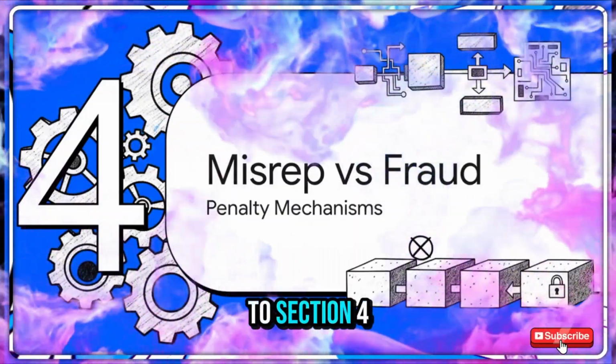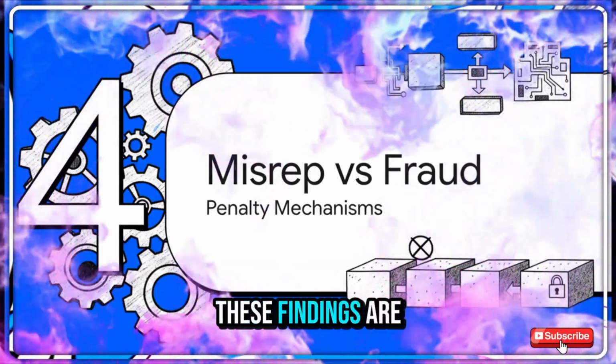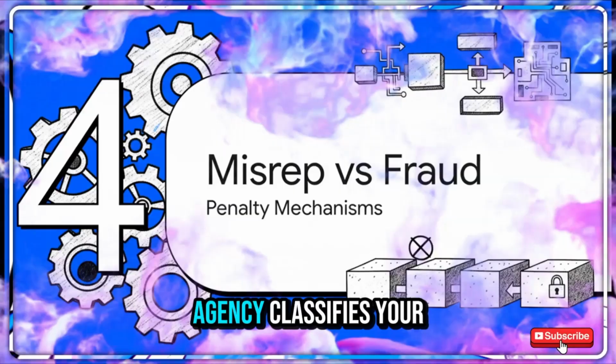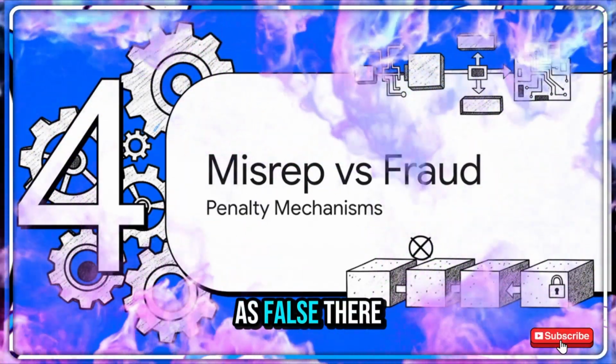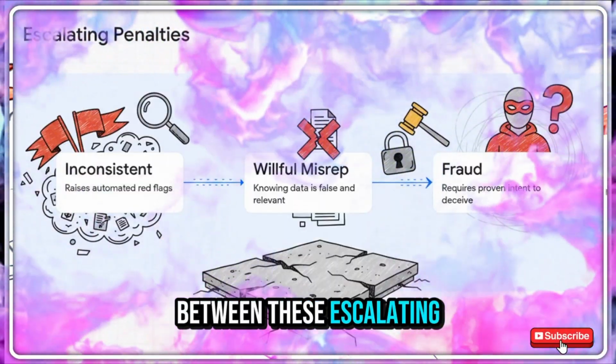Which brings us to Section 4, misrepresentation versus fraud mechanisms. Since we know these findings are permanent, we really need to understand exactly how the adjudicating agency classifies your data as false. There is an absolutely vital legal distinction between these escalating steps.